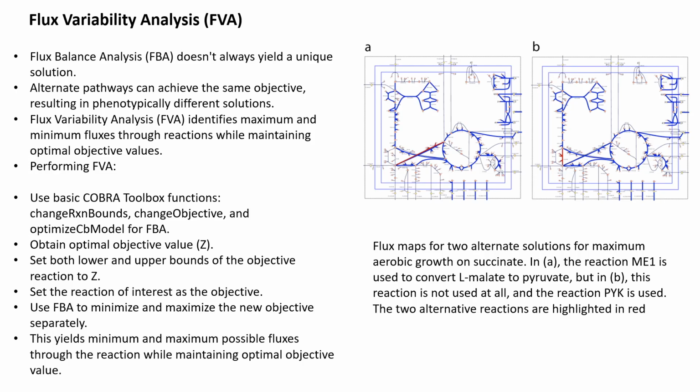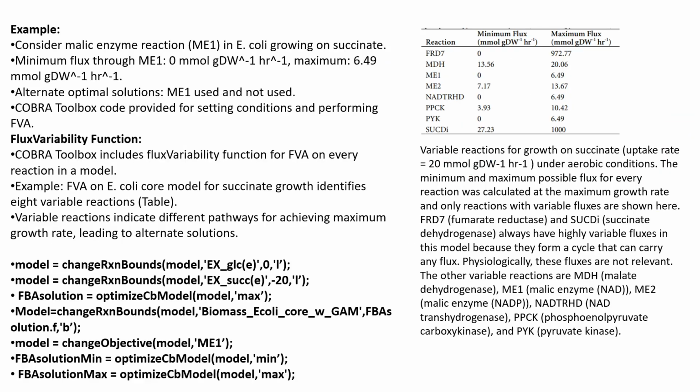So you have an objective value, you set an upper and lower bound, and you set the reaction of interest as objective. So your objective function should try to maximize, in this case, your aerobic growth on succinate. In other cases, depending on your model, it is whatever you're trying to maximize. And then you use FVA to minimize and maximize this new objective separately. These will yield maximum and minimum possible fluxes through the reaction while maintaining that optimal objective value.